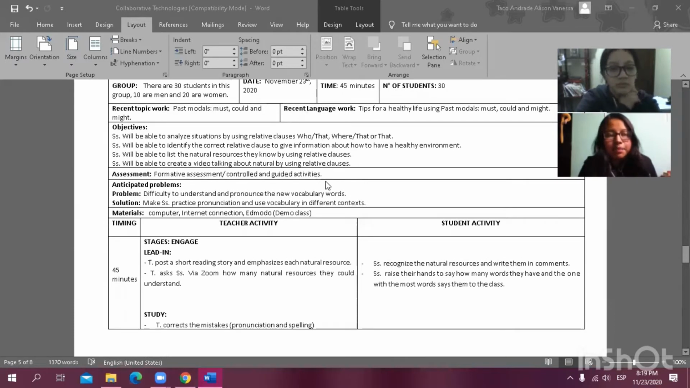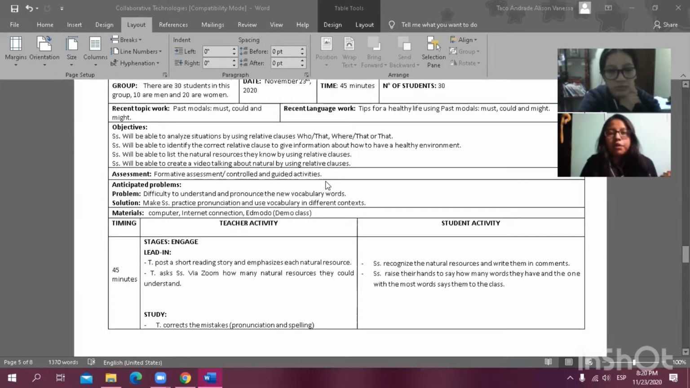This assessment is formative and controlled. The activities are guided. The anticipated problem that we have is that maybe students have difficulties to understand and pronounce the new vocabulary words. The possible solution could be to make students practice pronunciation and use vocabulary in different contexts.